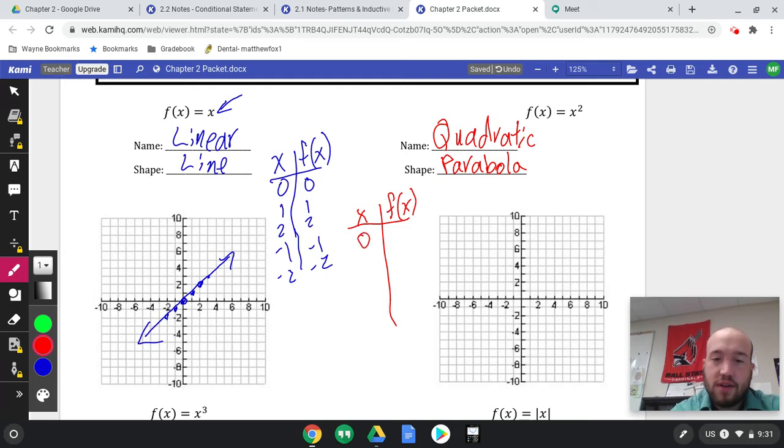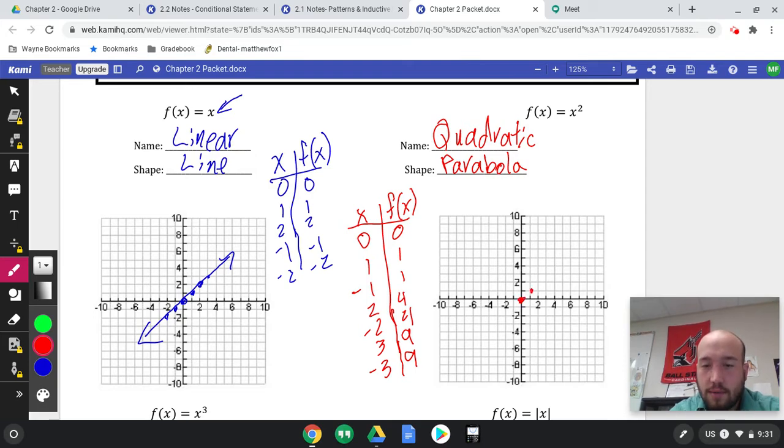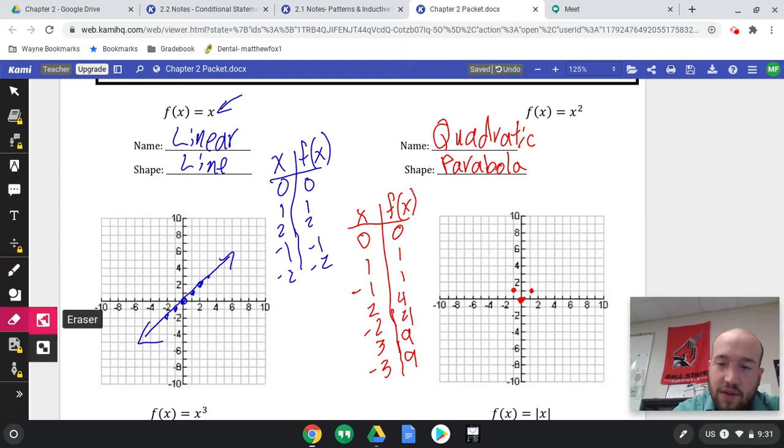We'll start by plugging in a 0. 0 squared still gives me 0. If I put a 1 in, 1 squared gives me 1. Negative 1 squared also gives me 1. 2 squared gives me 4. Negative 2 squared also gives me 4. 3 squared gives me 9. Negative 3 squared also gives me 9. Some of you might know the 1-3-5 rule. If you know what I'm talking about, you can use that when graphing parabolas. If you don't, don't worry about it. We don't have to use that.